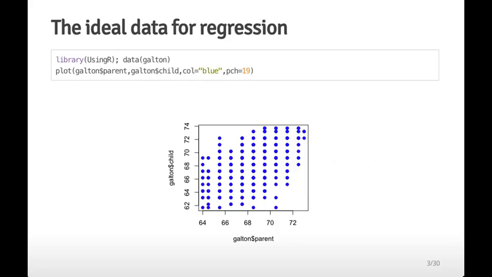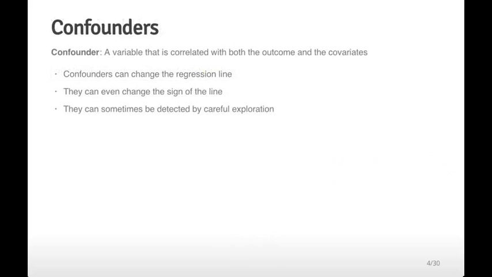But that's almost never how it looks in real life. So for example, there are confounders. A confounder is a variable that is correlated both with the outcome variable, whatever that is, and the covariate variables. They can change the regression line and give you even the opposite of the regression line you'd expected to see if you don't account for them correctly. They can sometimes be detected by careful exploration, and in particular, data visualization and exploratory analysis are important for determining potential confounders. You saw that in the example analysis that I distributed, and you've also seen it as I've gone through some regression examples here.